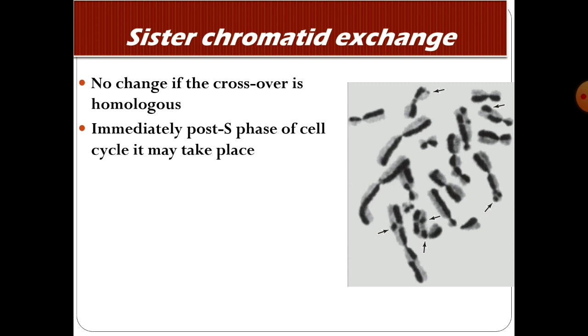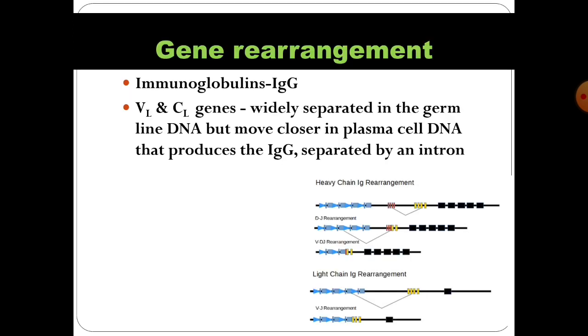Now, this is the time where there might be some crossover. In this sister chromatid exchange, if it is homologous, that is, similar parts are being exchanged, then no change will be seen, but if it is heterologous, then it may lead to some kind of disease. Then another term, gene rearrangement. This is especially seen in the case of immunoglobulin.